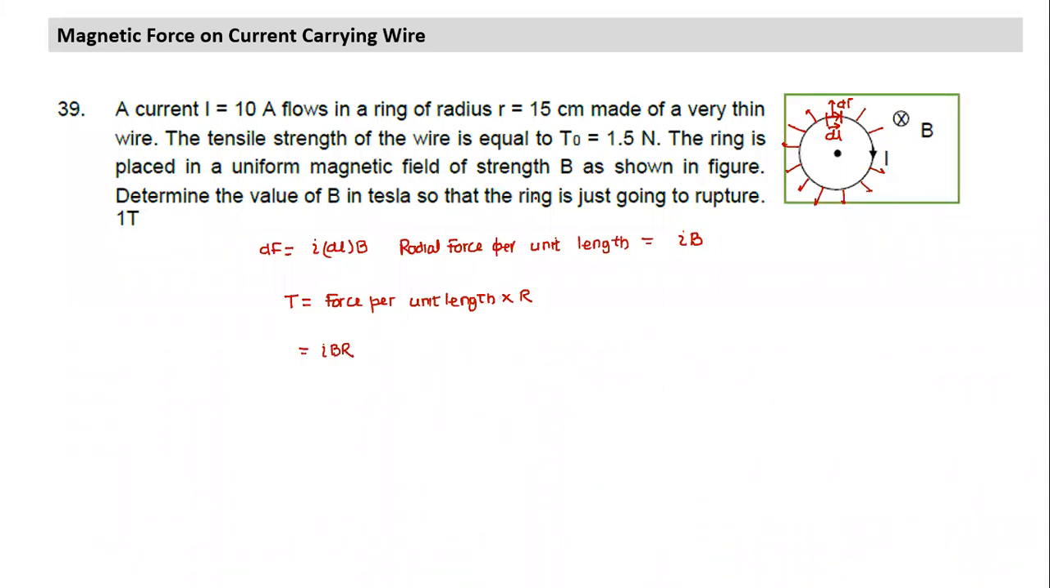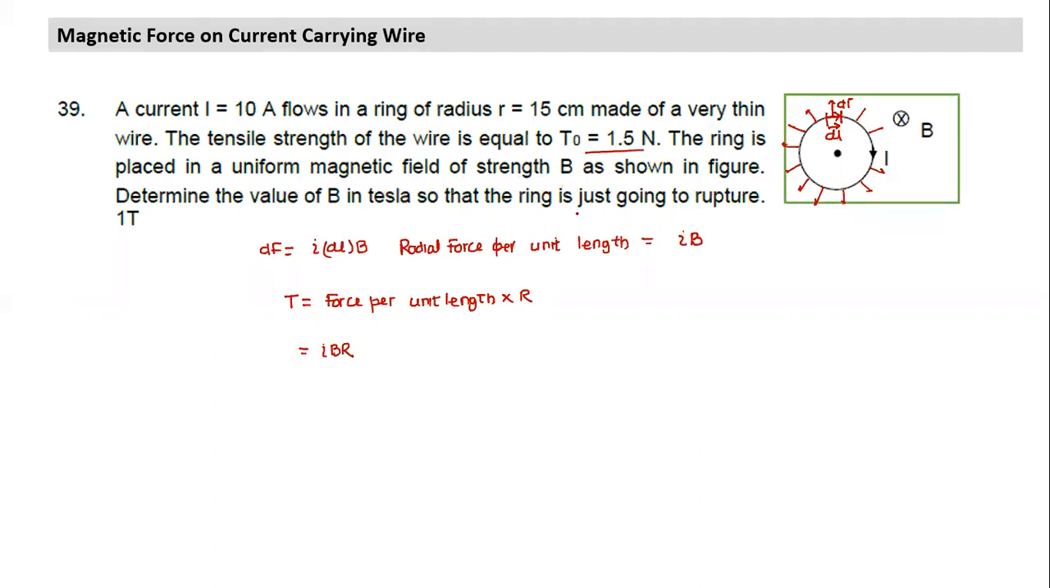So what we notice here, now let's read the question. Current flows in the ring made of thin wire. The tensile strength of the wire is given in terms of force. The ring is placed in a uniform magnetic field. Determine the value of B so that the ring is just going to rupture.